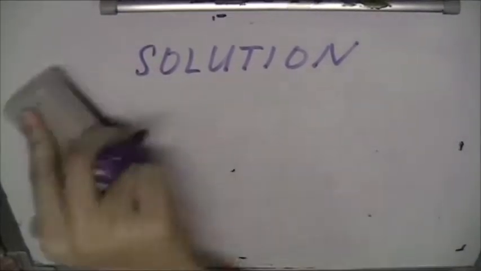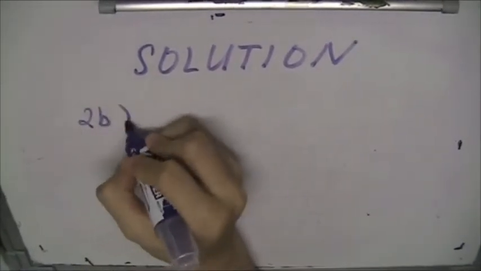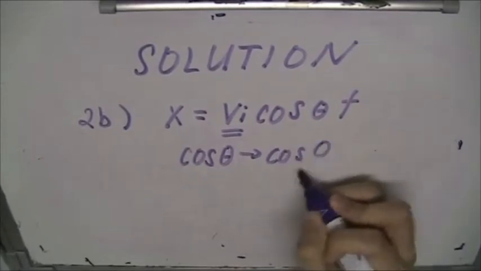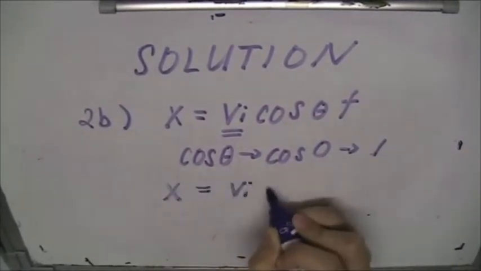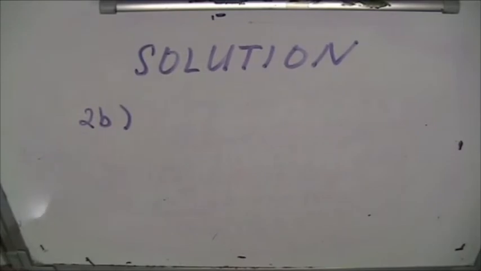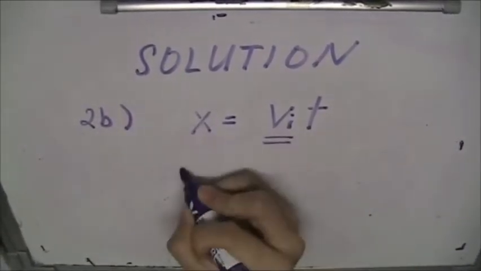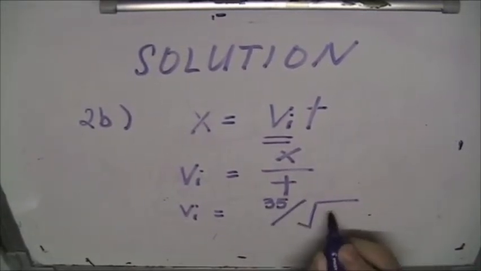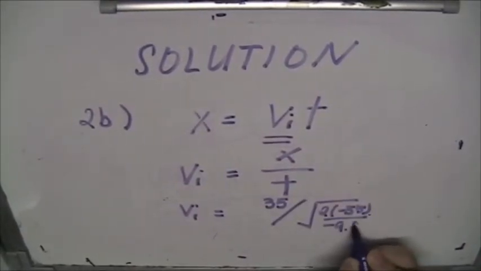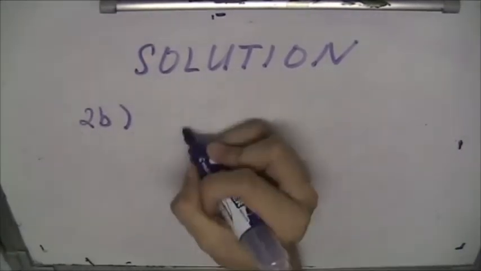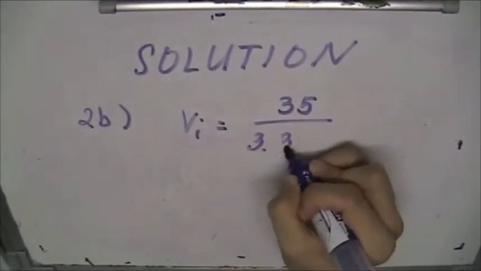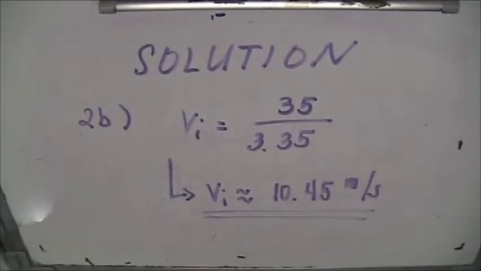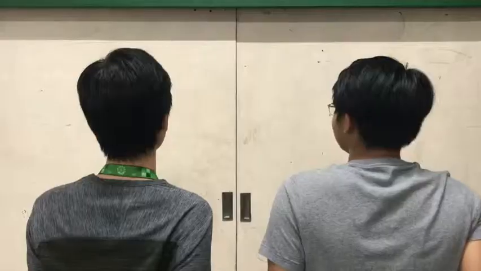Now, for the next question, we're going to use the formula of x, which is equal to vi cos theta t. Since cos theta is equal to 1, that leads us to x equals vit. Now, in that formula, we're going to solve for vi, which is now vi equals x over t, and putting the values, we'll get 35 over square root of 2 times negative 55 over negative 9.8, and vi is equal to 35 over 3.35, which is now approximately 10.45 meters per second. Good job if you got the correct answer.